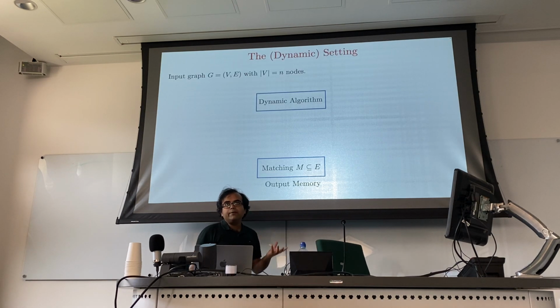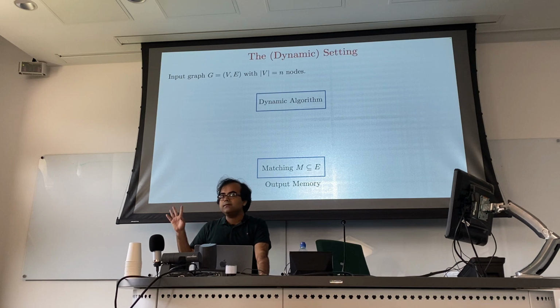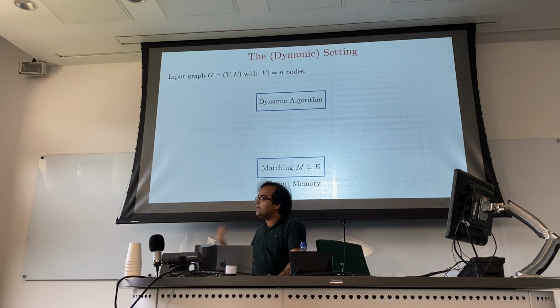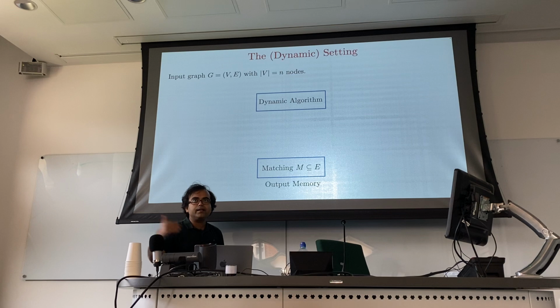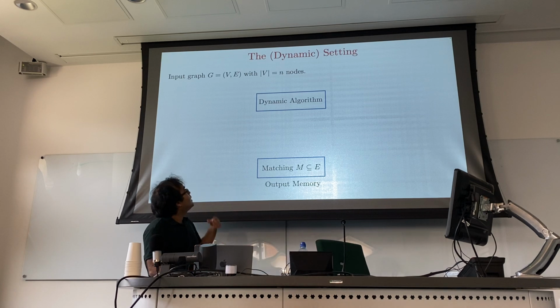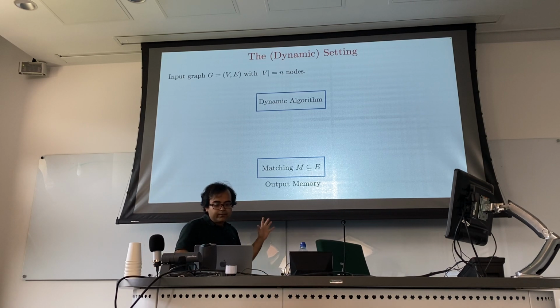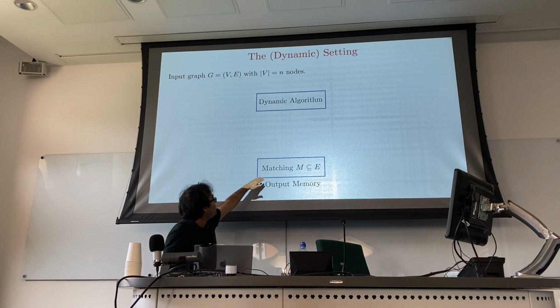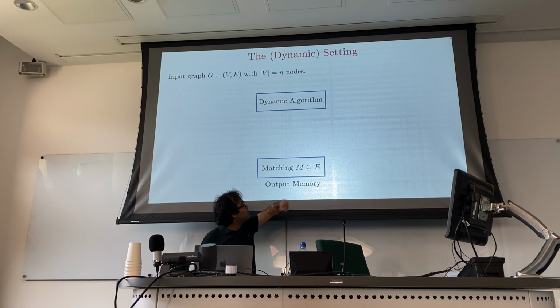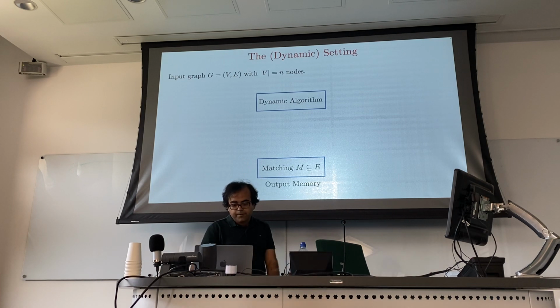So what is the dynamic matching problem? Let me precisely define it. In one line, we just want to maintain an approximately maximum matching when the underlying graph is changing over time. That's the goal. The precise setting is as follows. Take an input graph G with n nodes, and now we have a dynamic algorithm that is supposed to maintain a matching M in some region of the memory, which we will just call the output memory.